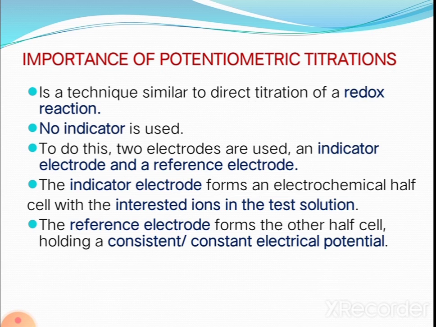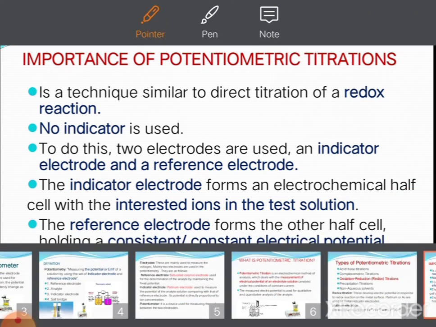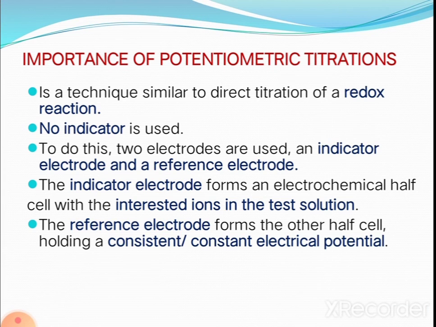Now what do you mean by the indicator electrode? The indicator electrode forms an electrochemical half cell with the ions of interest in the test solution which you are interested to measure. Second, the reference electrode forms the other half cell, holding a constant electrical potential during the course of the reaction.